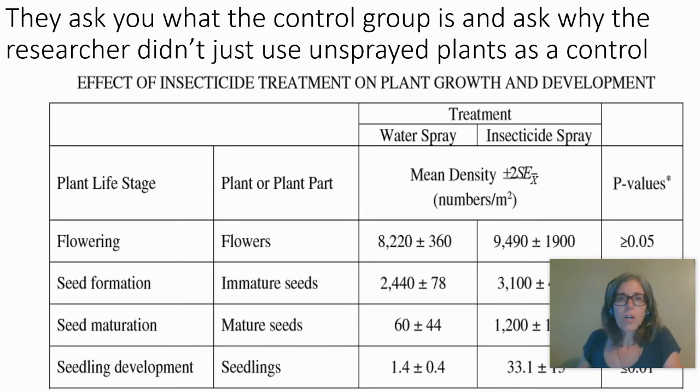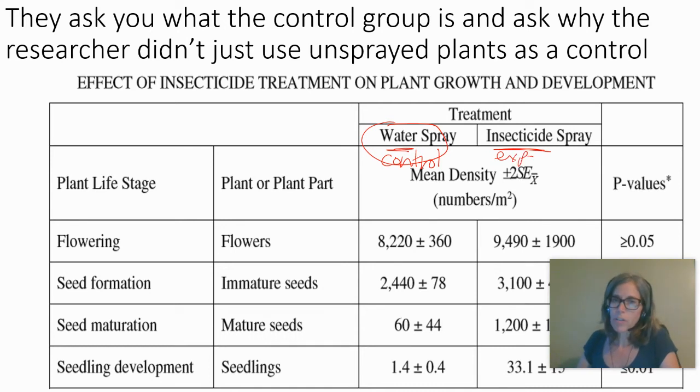Then they ask you what the control group is, and they ask why the researcher didn't just use unsprayed plants as the control. So you are supposed to say that the control is the water spray, right? So you have 20 plots of these shrubs, 10 that you spray with water, and 10 that you spray with the insecticide. So this is the experimental group, and this is the control group.